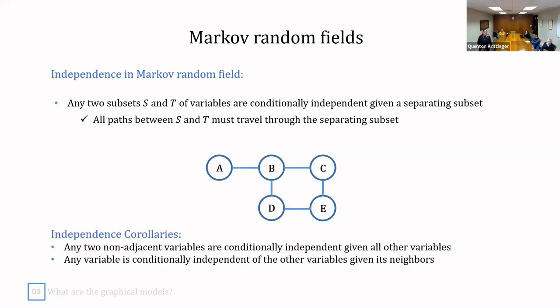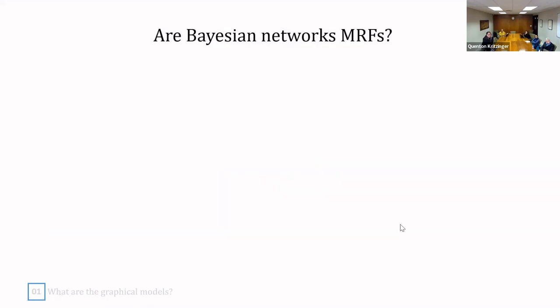As a conclusion, I can say that any two non-adjacent variables are conditionally independent in this graph. And also, we can say that any variable is conditionally independent of other variables given its neighbors. And the collection of its neighbors we can also call the Markov blanket, again in the framework of Markov random fields.